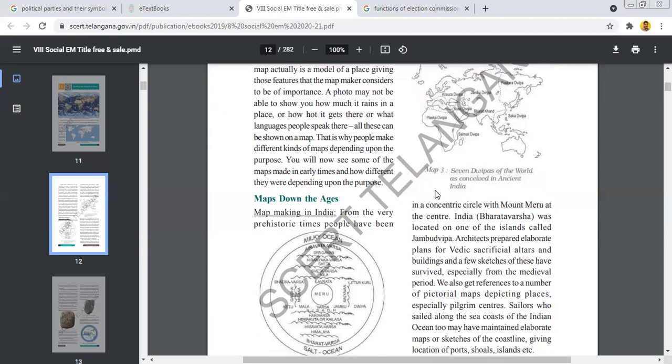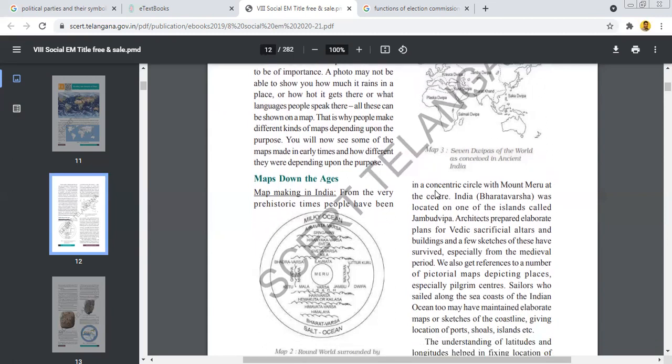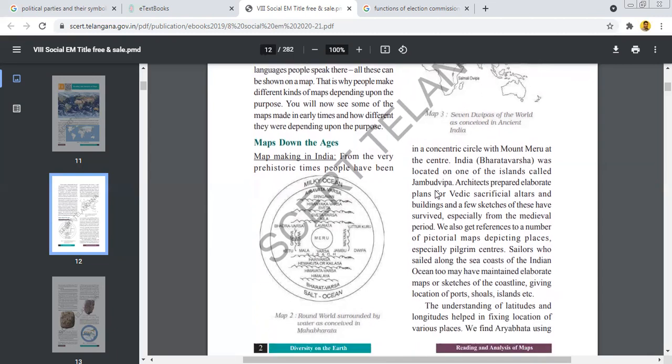Okay, and the remaining, they arranged the continents like Europe, Asia and Africa around their country. Okay, so all these countries or continents are divided by the Mediterranean Sea. After that, Romans also tried to prepare world maps. Okay, next.